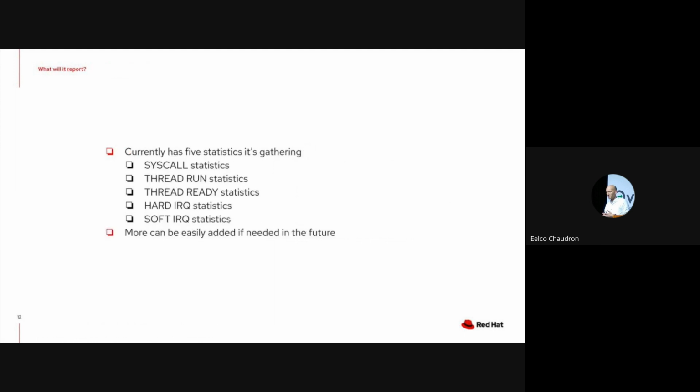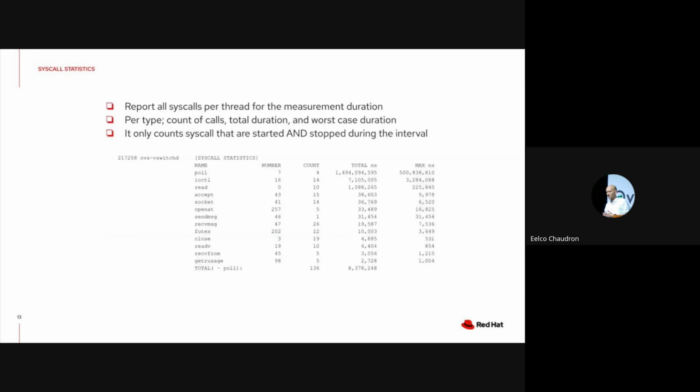As mentioned before, we currently support 5 statistics that are gathered, but the framework is built in such a way that new features can be added easily. The next slides will go over each individual statistic separately. The syscall statistics will record each syscall, and per syscall it will record the total calls, total duration, and the worst case duration. Note that it will only record syscalls that are started and completed during the measurement interval.